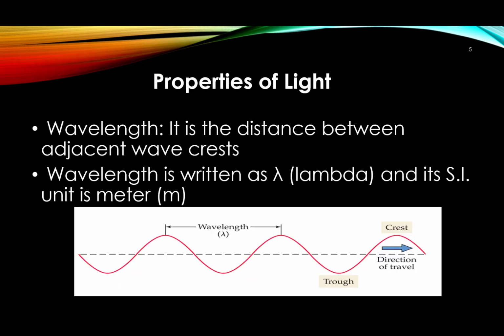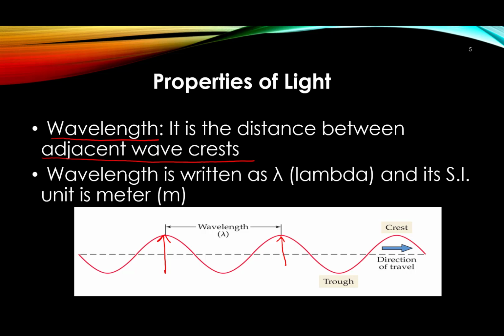Now let's continue with the properties of light. The first thing is wavelength. If you recall 2 slides before, I mentioned wavelength. Wavelength is the distance between 2 adjacent wave crests. As you could see here and here, these are wave crests next to each other. The distance between 2 adjacent wave crests is called a wavelength.